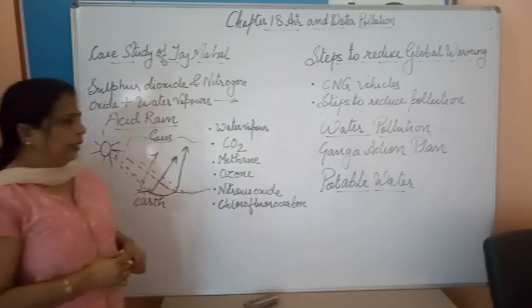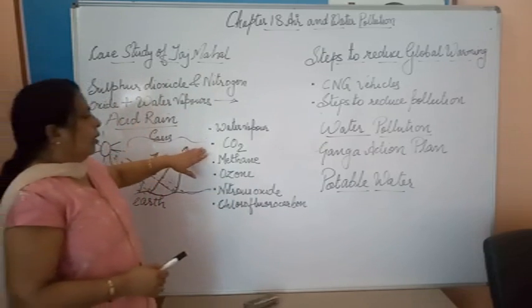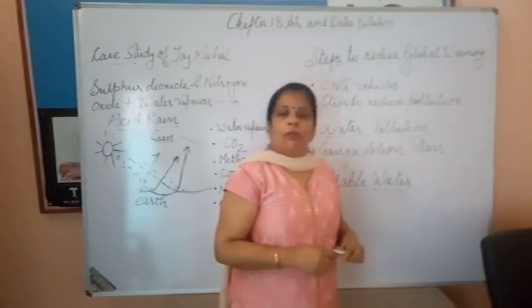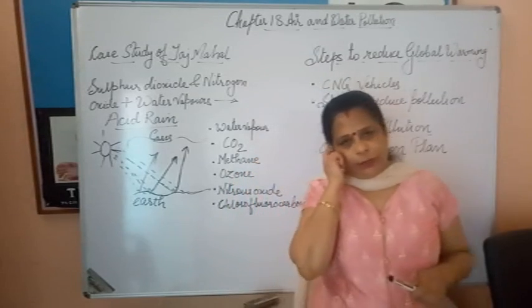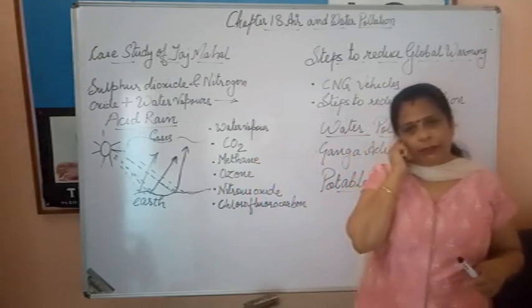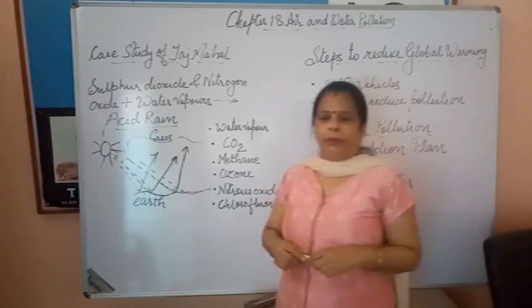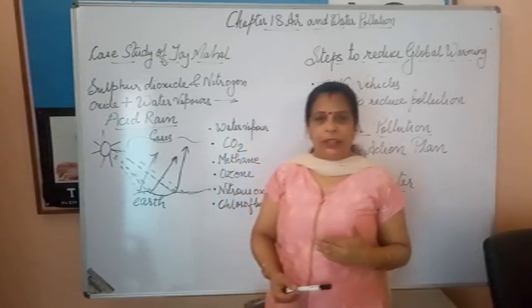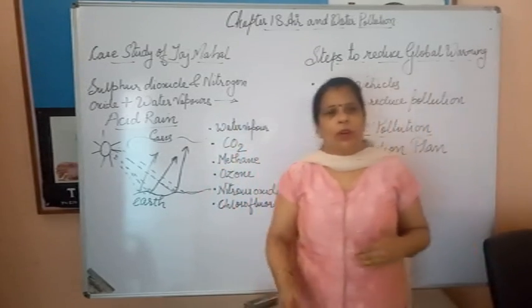So this is called the greenhouse effect. Now, because of the larger amount of CO2 in the atmosphere, why is CO2 increasing more in the atmosphere? Can anybody tell me the answer? Actually, what is happening? Everybody knows that plants absorb carbon dioxide and give out oxygen.